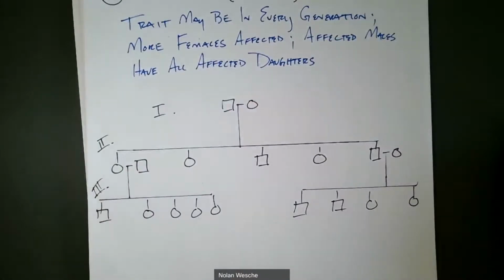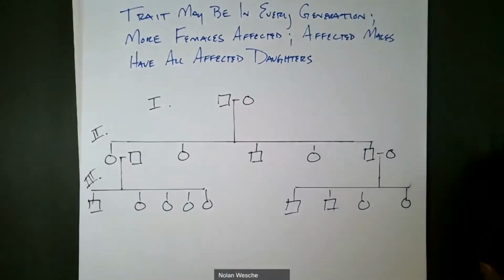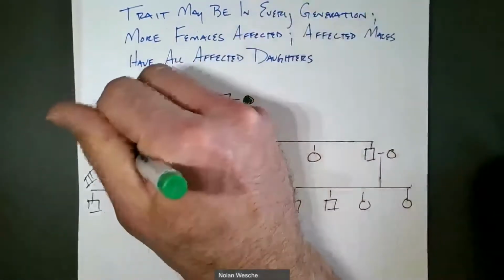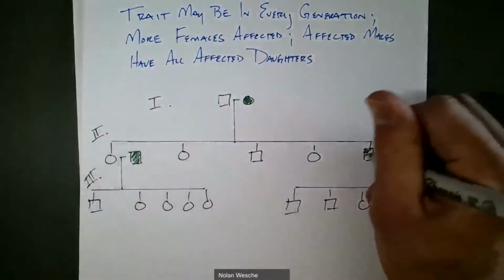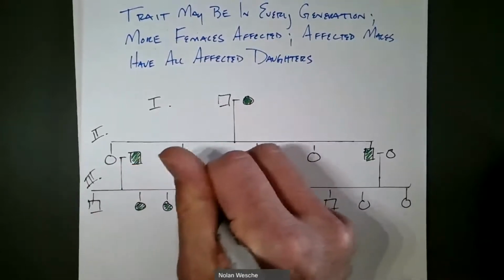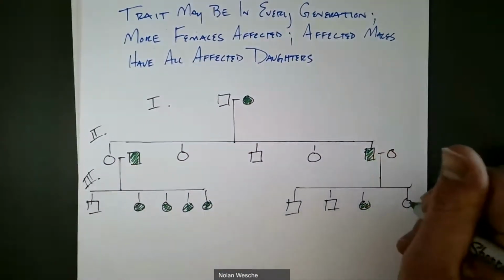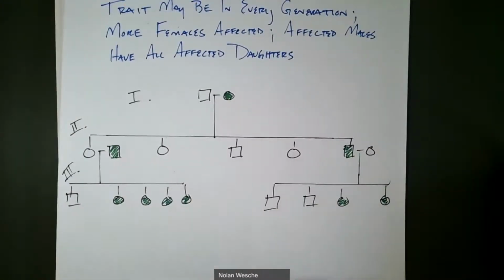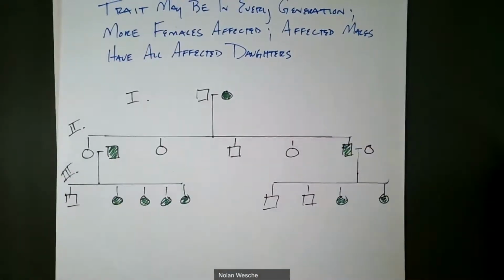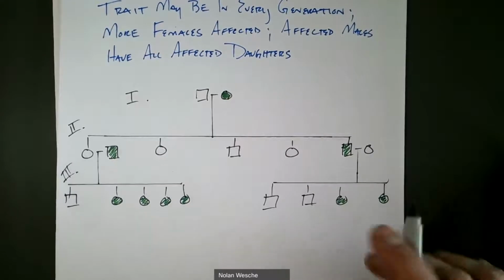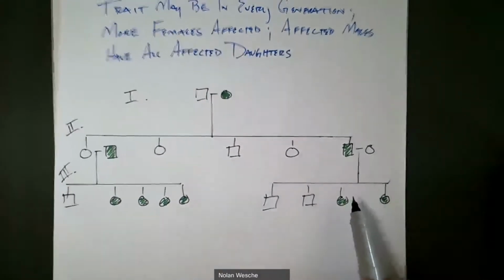And let's go ahead and do a little bit of shading. So we'll shade this one, we'll shade this one, we'll shade this one, and then we'll shade these here and these here. So we have quite a few people shaded. So 1, it's in every generation. So that tells us that it's likely dominant. And then we have more females, 1, 2, 6, 7, 7 versus 2. And we have shaded males always having shaded daughters.